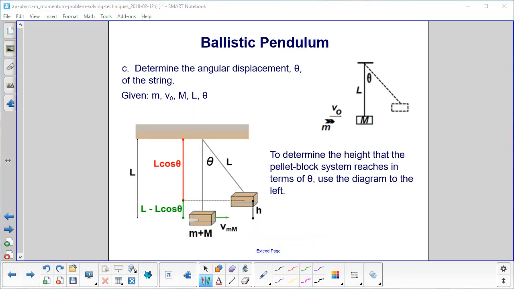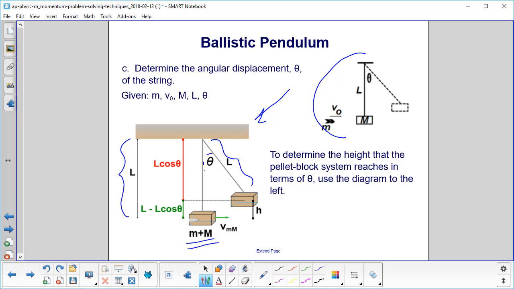Determine the angular displacement theta of the string. We're going to use trigonometry and geometry on this one. Okay, we're going to take this whole picture here and represent it down here. So what do we have? At the bottom, the block is L from the top, because the length of the string here is L. And here's our angle theta. Okay, so let's look at this triangle here. This is when the block has swung up to its maximum point right before it starts swinging down again. What would this side of that triangle be? Well, that's L cosine theta.